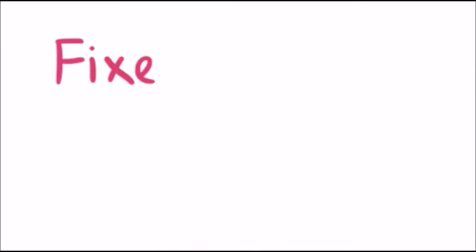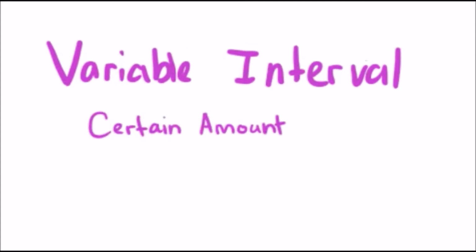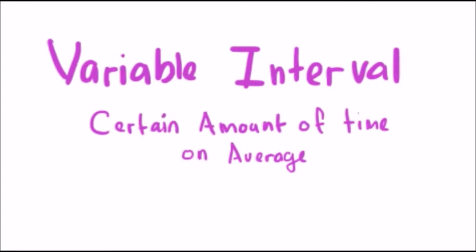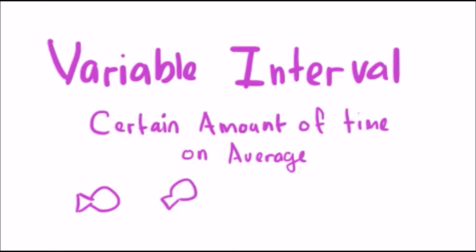Number 3. Fixed interval schedule. Reinforcers are given after a fixed amount of time. For example, at your job, you get paid 10 ringgit every hour. And finally, variable interval schedule. Reinforcers for first response after a certain amount of time on average. For example, when fishing, on average, the fish will bite once every 20 minutes.